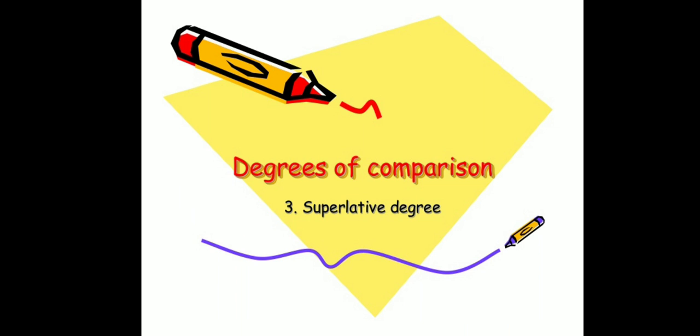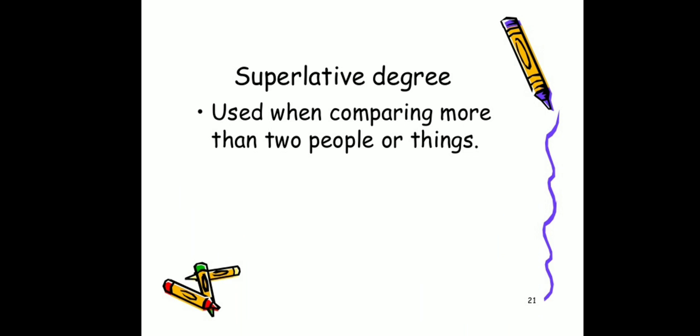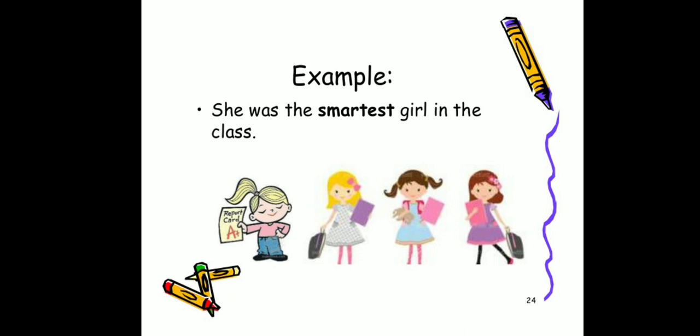Now let us see the third one in degrees of comparison, the superlative degree. What is superlative degree? Superlative degree is used when comparing more than two people, two places, or two things. The comparison is made among more than two persons, places, or things. For example, she was the smartest girl in the class. She was the smartest. Understand?